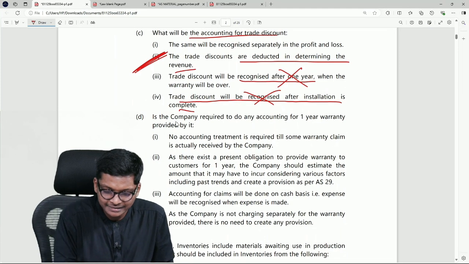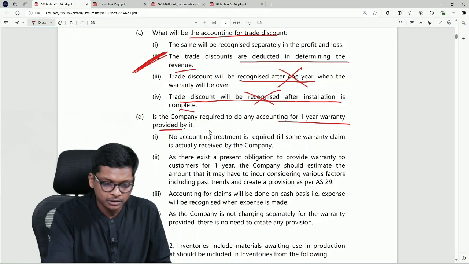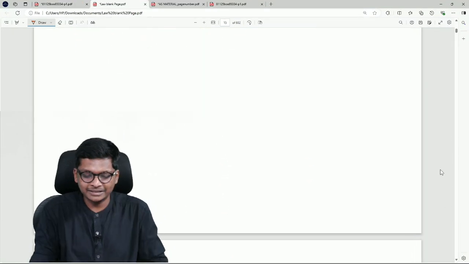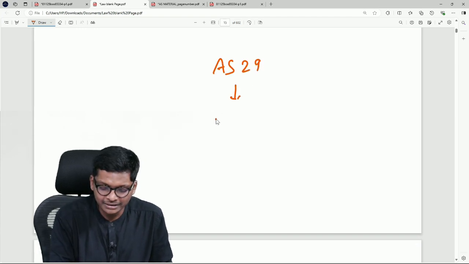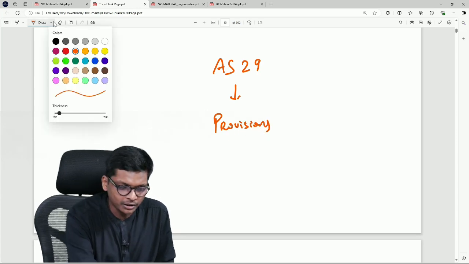Next, is the company required to do any accounting for the 1 year warranty provided by it? Now follow guys. The warranty concept, where we study in accounting standards, comes in AS 29 because warranty is part of your provisions. Sir, what is warranty?